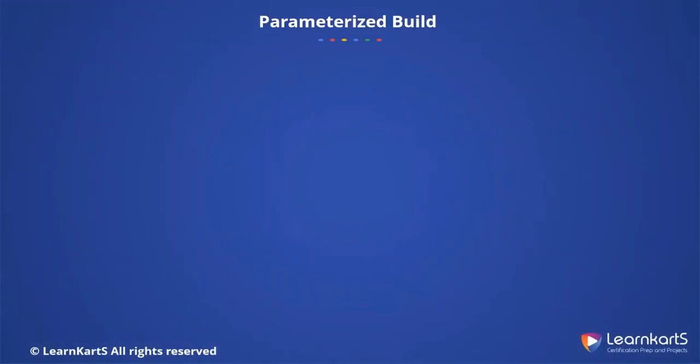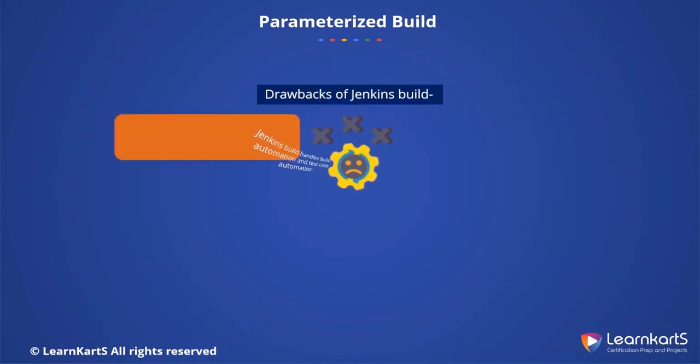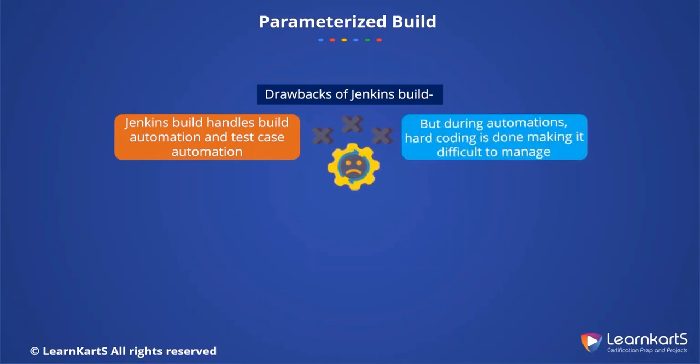We already know by now that Jenkins build is something using which we will be able to handle the build automations, and we are taking care of the test cases automation over here. But during this automation, sometimes we do a lot of hard coding there. Like we are trying to do some automation, but we do a lot of hard coding in that case. And with that, it becomes very difficult for us to manage it.